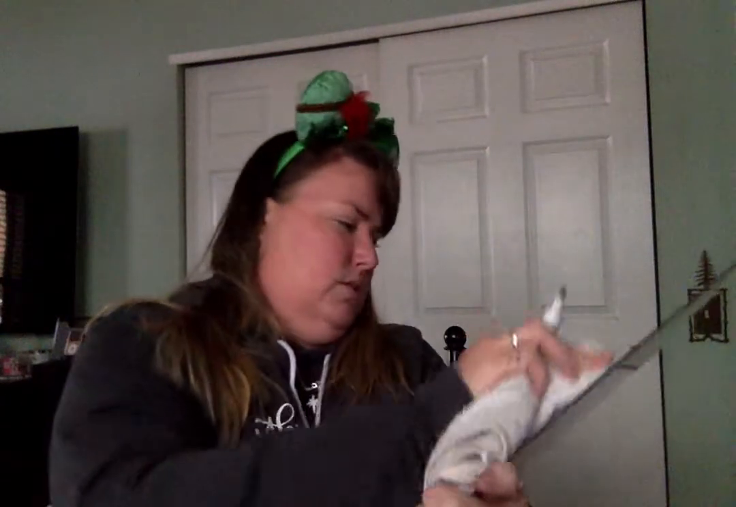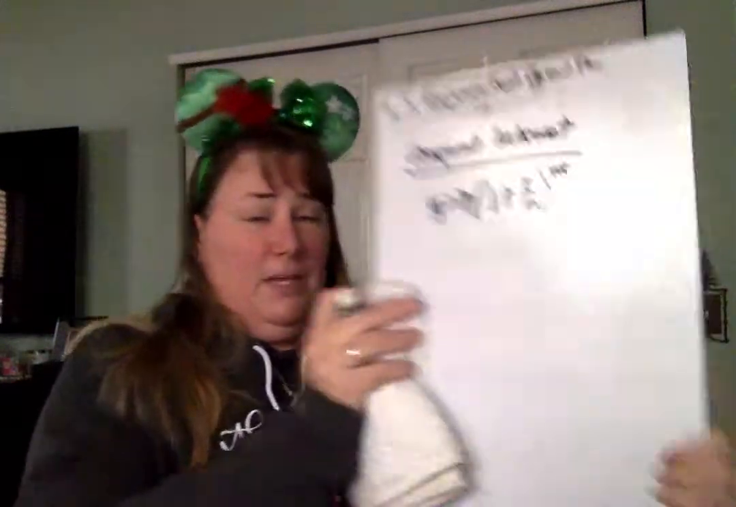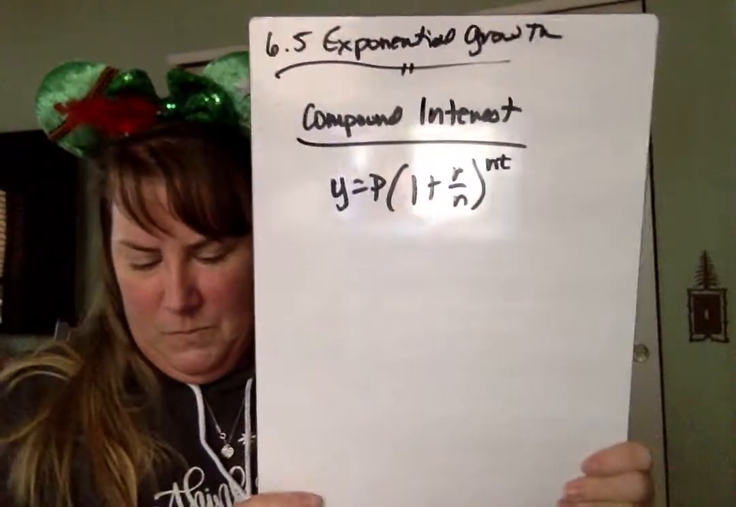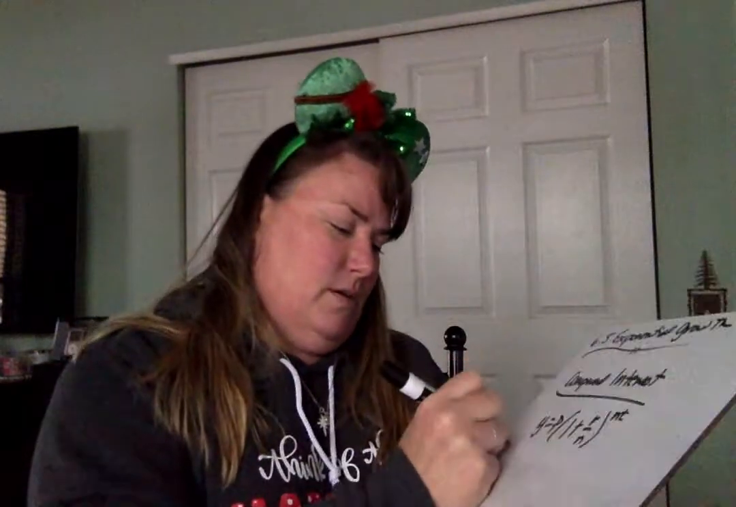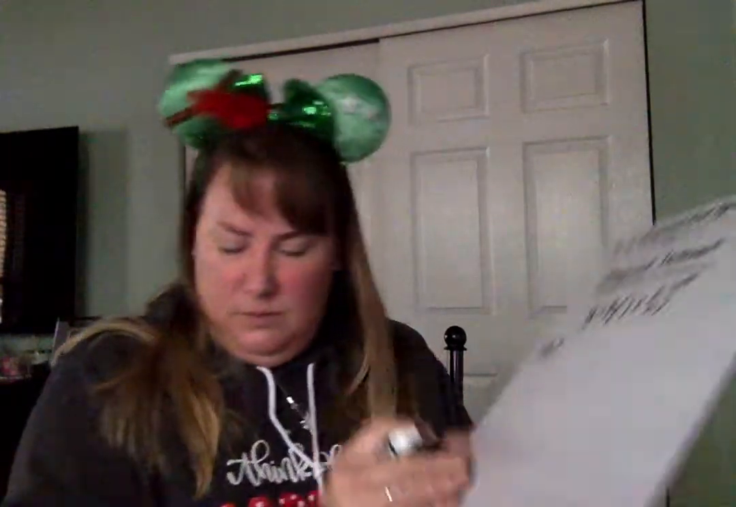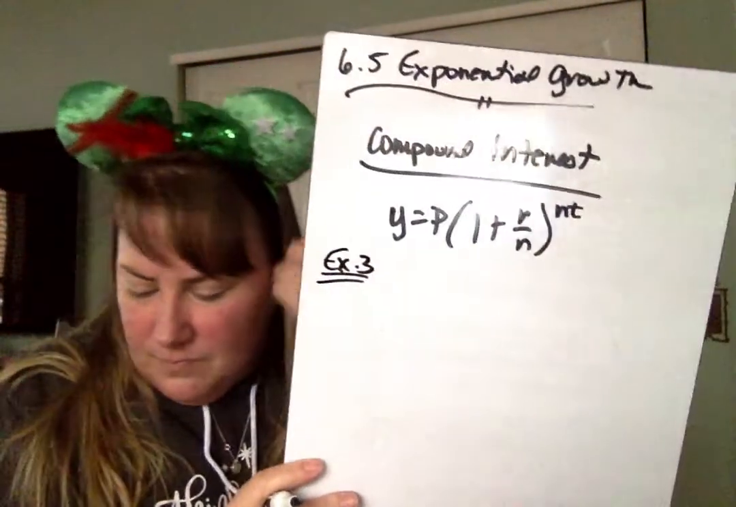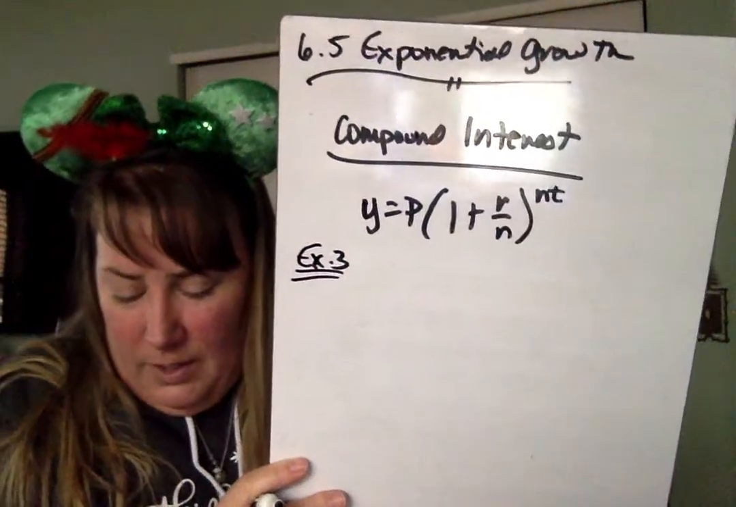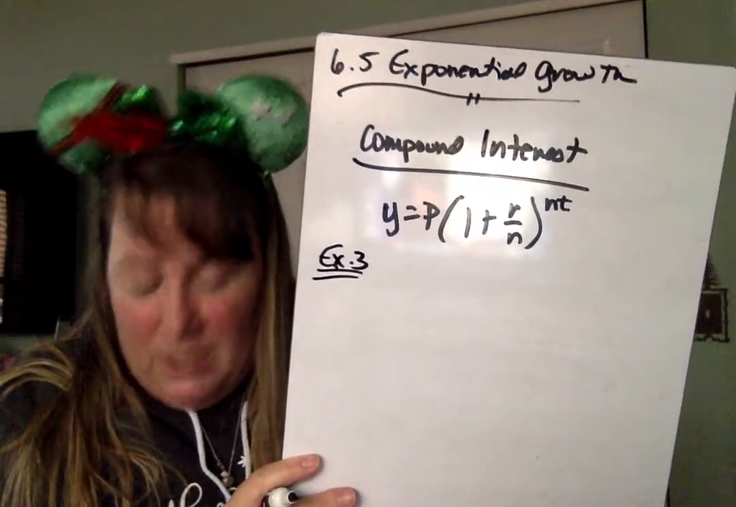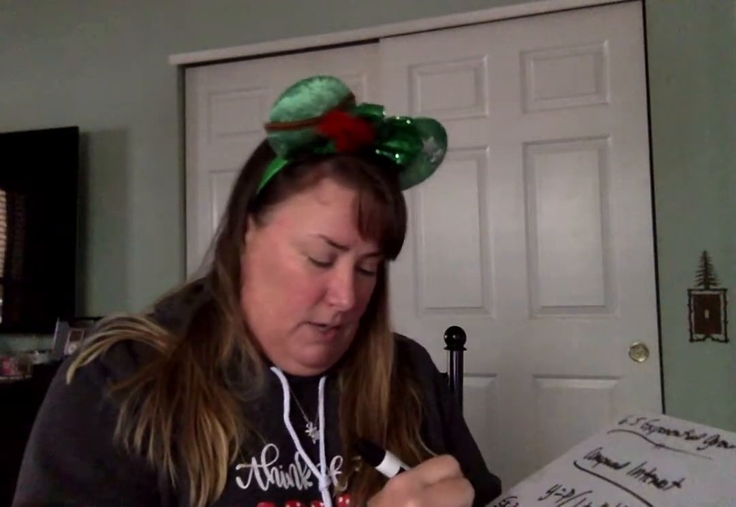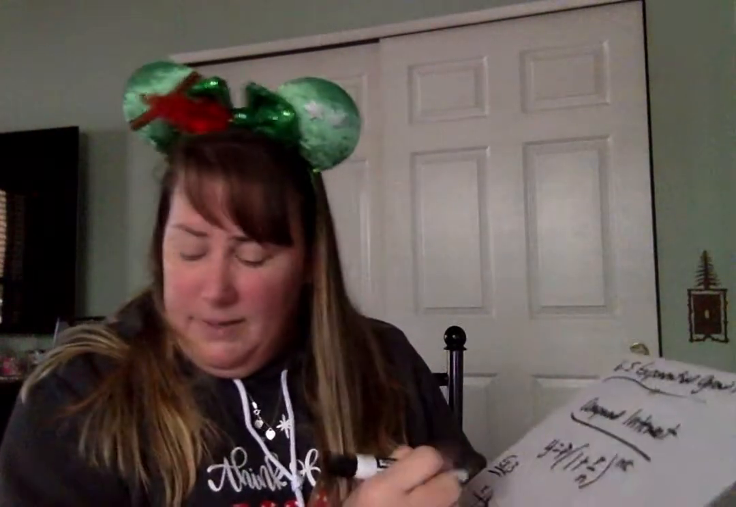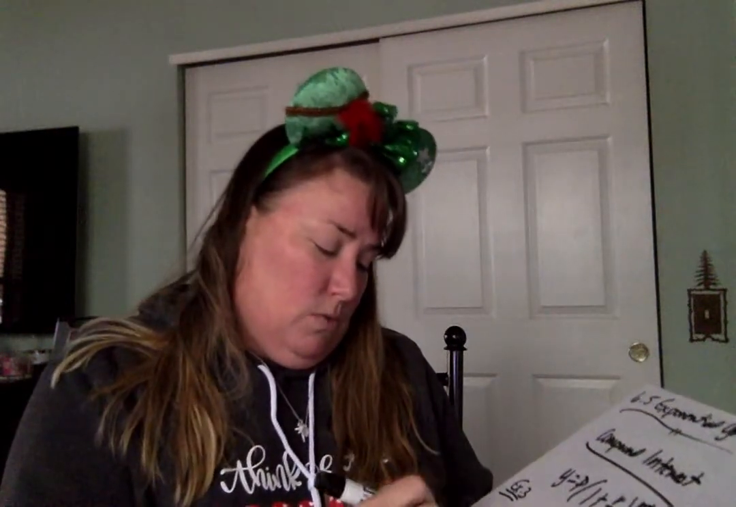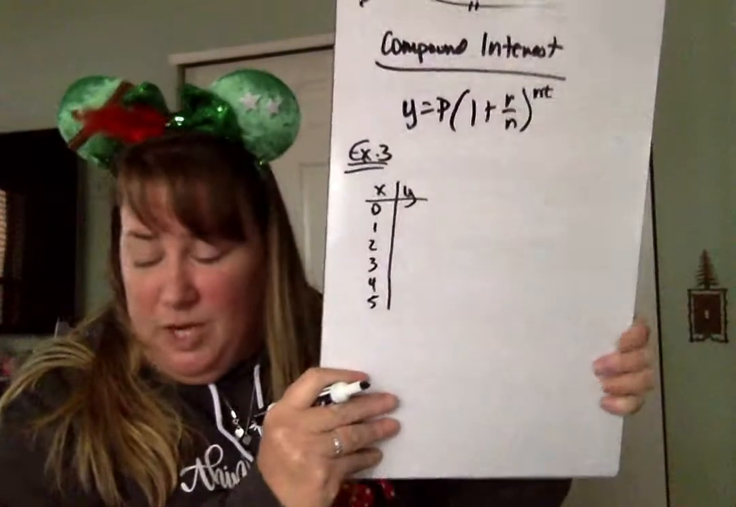Okay, so I am going to erase that. I'm going to keep my compound interest. Now let's do example 3. And this is real life. All right, a table shows the balance of a money market account over time. Okay, so I'm going to draw the table. So x, y, 0 through 5: 0, 1, 2, 3, 4, 5. I'm just doing an input output.